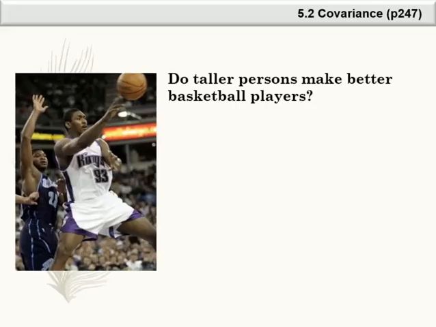Let's have a look at what's called covariance. So suppose I propose this question. Do taller persons make better basketball players? Obviously that is debatable, but it's actually the same as asking, is there a relationship between height and skill, basketball skill? So you would have a way of measuring basketball skill as well. And the question is, is there a relationship? Or in other words, are they dependent or not?